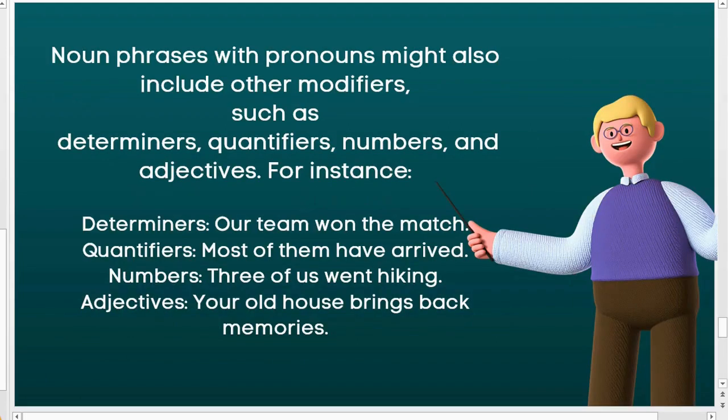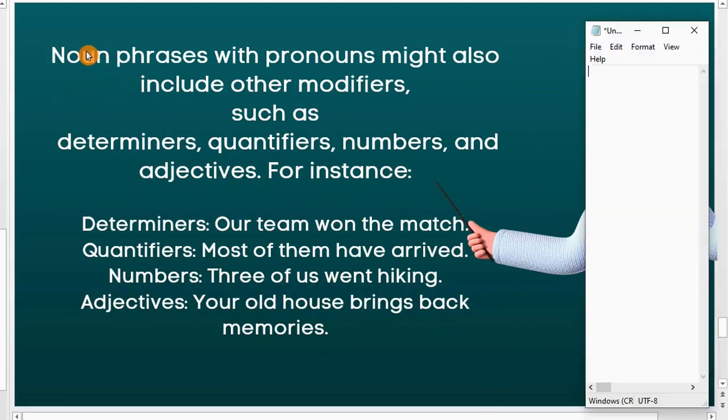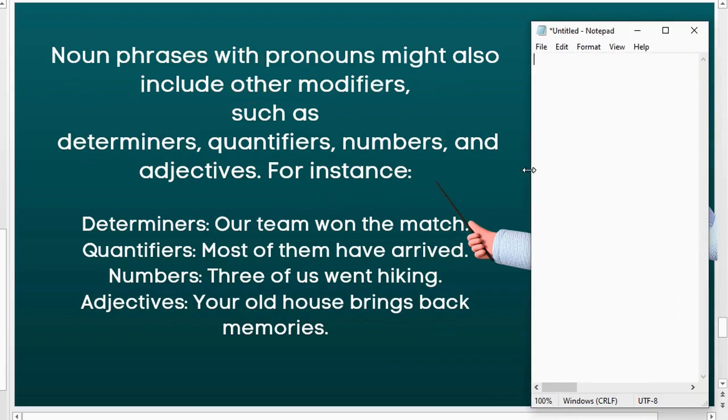Okay, now the other one. Noun phrases with pronouns might also include other modifiers, such as determiners. What are determiners? Determiners specify possession, like: our team won the match. This is known as a determiner. Our team is talking about possession.